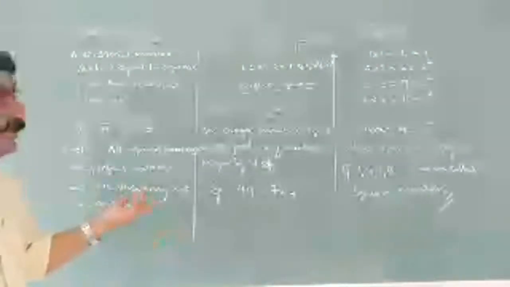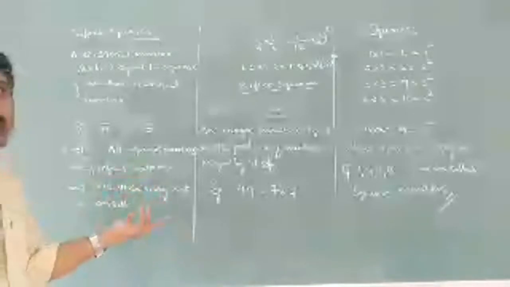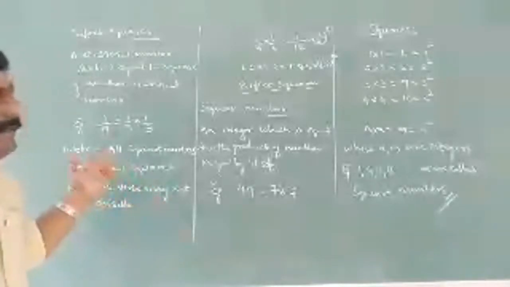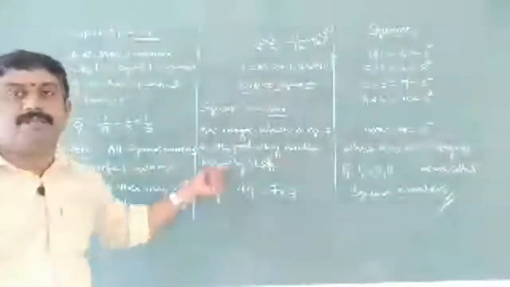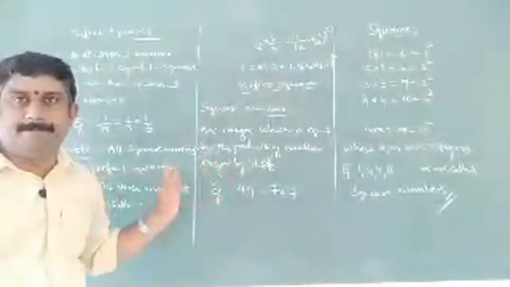But in general, we will use the word perfect square only. Why? Because we are considering all the numbers as rational numbers. So whenever we are discussing rational squares, we will simply say perfect square. But we can't say square number. Square number is attached to integers only. Okay, we'll see some more examples here.